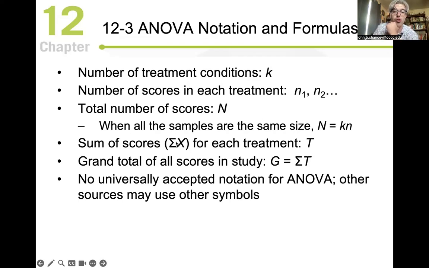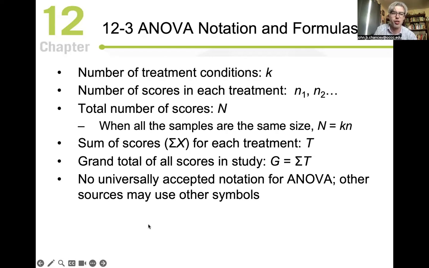Our sum of our scores, all we're doing is taking and adding up our sum of our scores. So sum of X just equals individual scores for each treatment, and that equals T, uppercase T. The grand total of all scores in the study, so adding all those conditions up, is G. So let's say we have three conditions. We sum up the scores for each one. So we have a T for group one, T for group two, T for group three. We add all those up, and that gives us G.